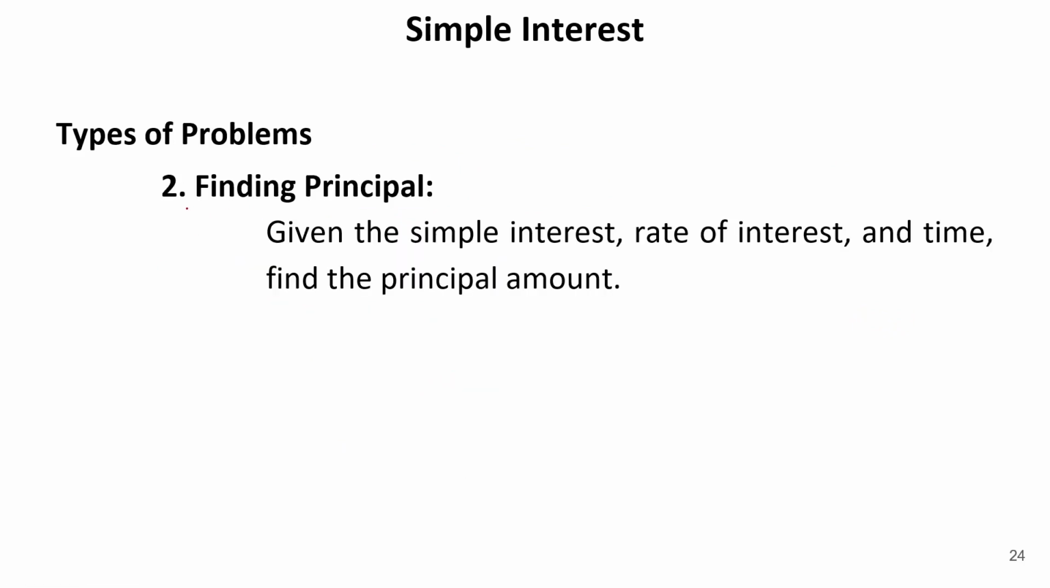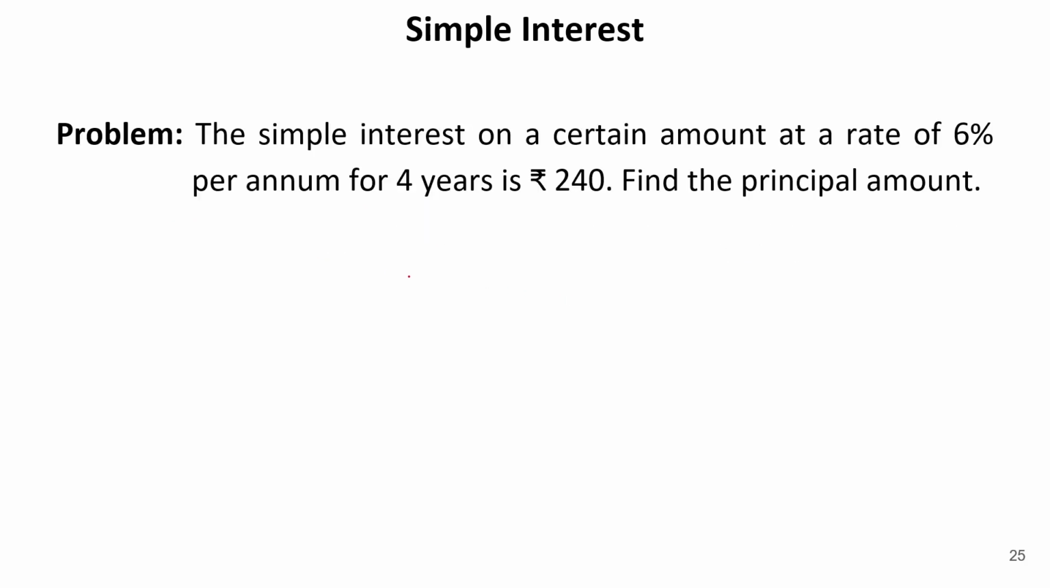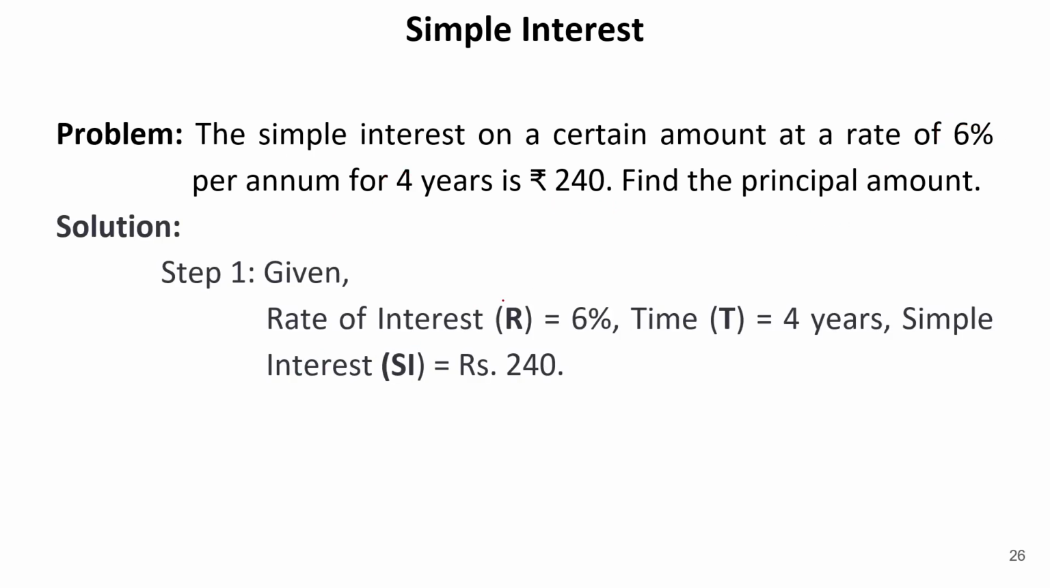Okay, so let's see problem number 2, finding the principal value. Given the simple interest, rate of interest and time, find the principal amount. The simple interest on a certain amount at a rate of 6% per annum for 4 years is 240. Then find the principal amount. How to find the principal amount? Given to us is the rate of interest, that is 6%, and the time is 4 years in this case. So simple interest will be PRT, right?